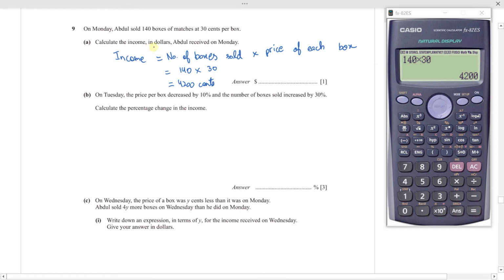Now the question asks the income in dollars. So we will divide 4,200 by 100 because $1 has 100 cents. So you will get $42, your answer in dollars. So 42.